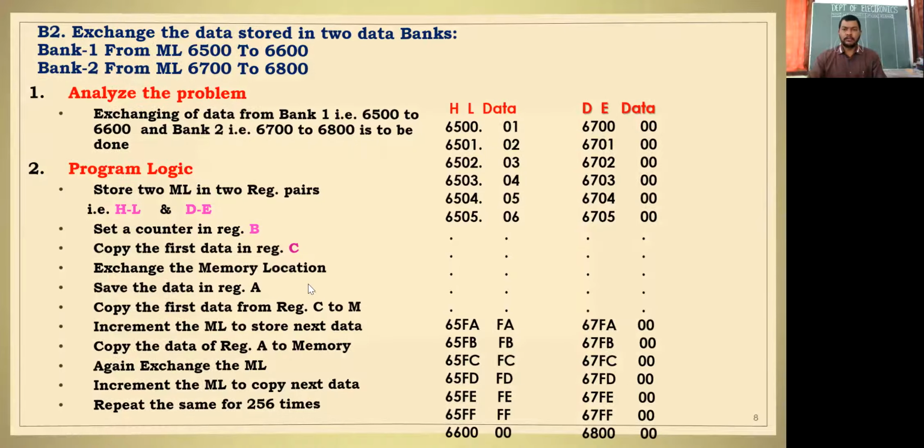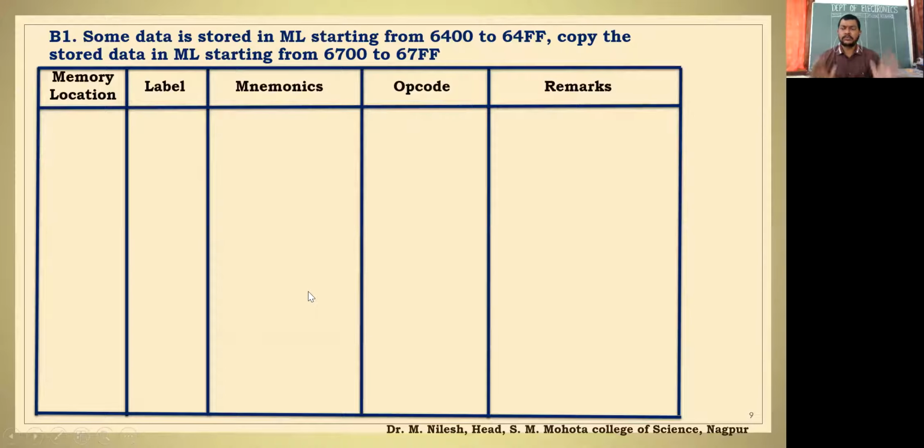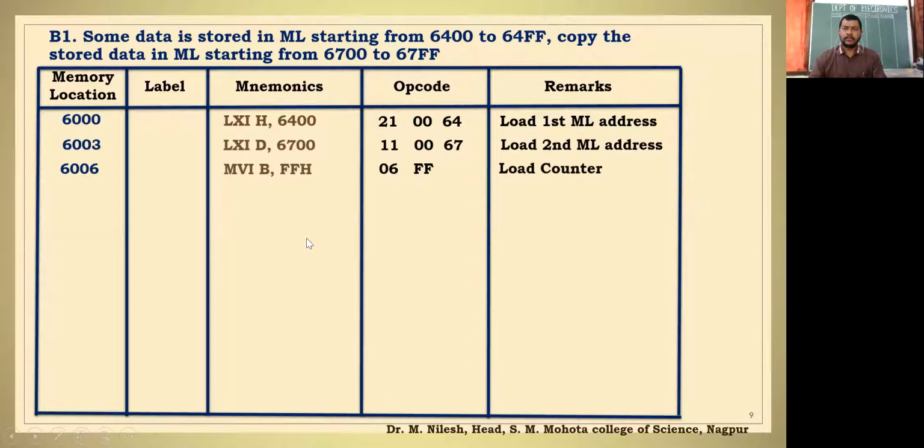So let's try the program. The program is similar to the first program. The basic difference is that we have to add two instructions, right? The first part is the same. Since we are copying 256 data bytes, instead of FF we can use 00H over here. As soon as you decrement it, it will become FF. So 00 can be used for the loop of 256, right?